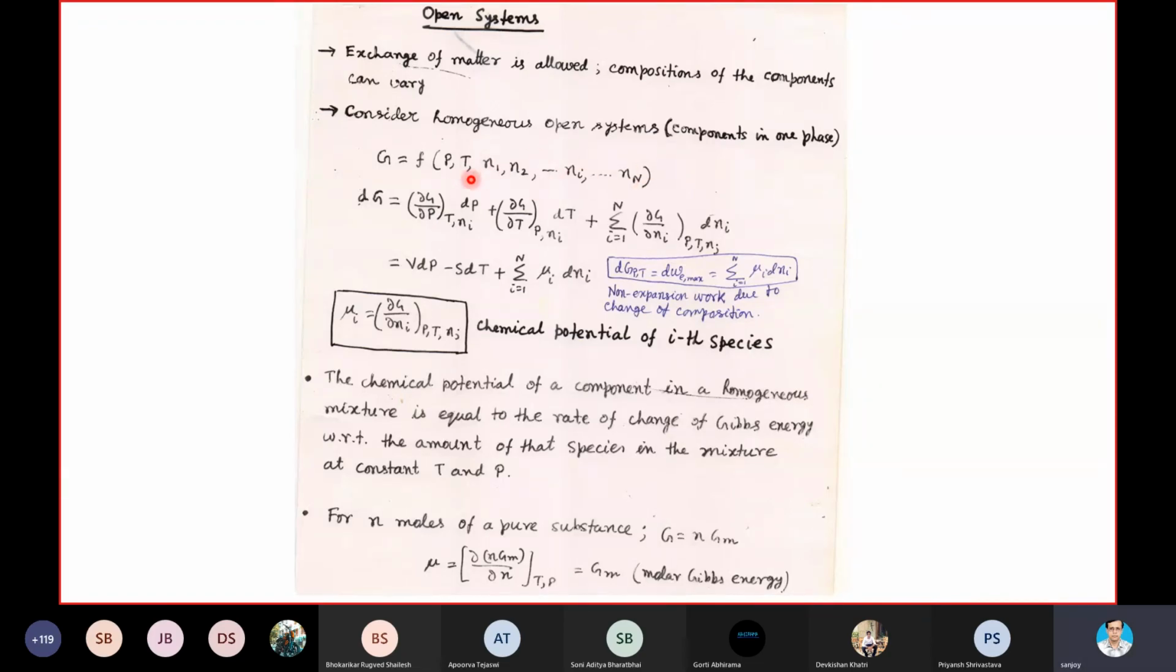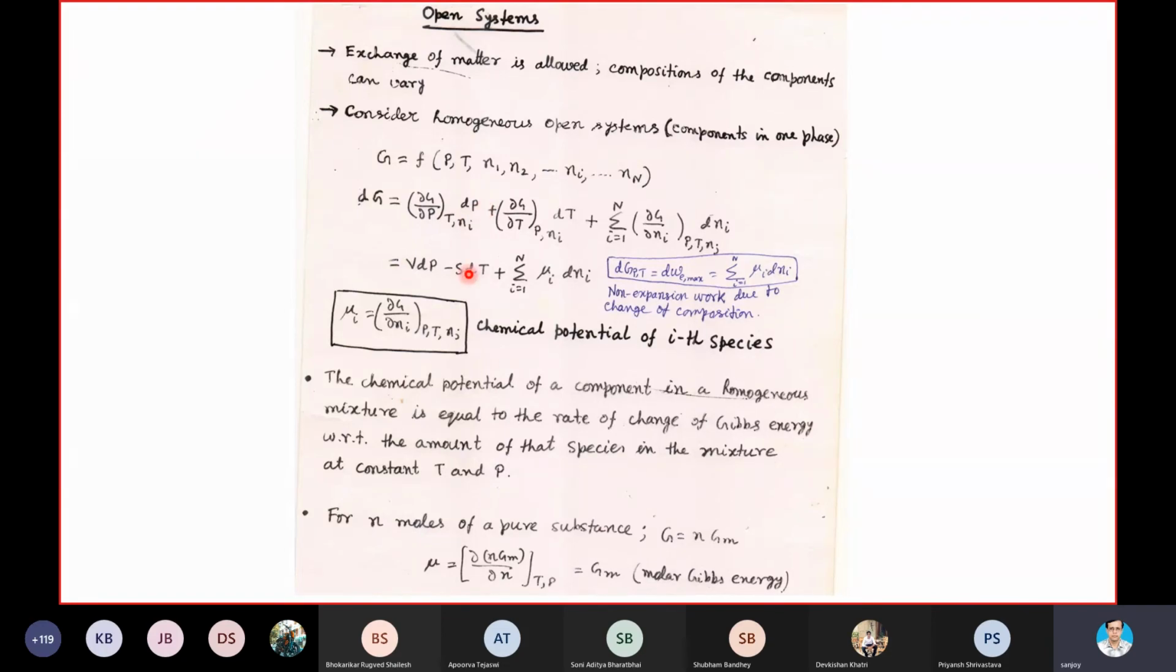The composition can vary, so G will also be a function of all the different constituents present and their composition. Suppose N1 moles of one component, N2 moles of a second component, and so on. So G will be a function of all of these. What will be the change in differential form? If I take the derivative, dG will be the partial derivative with respect to pressure, with temperature and all compositions constant. Similarly, the second term is with respect to temperature, with pressure and all compositions constant. These first two terms essentially represent a closed system, and this much we discussed so far.